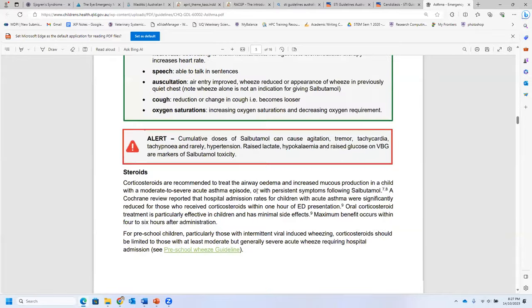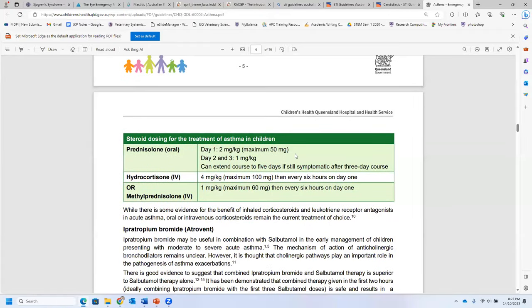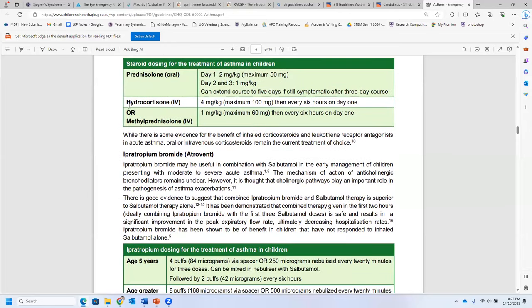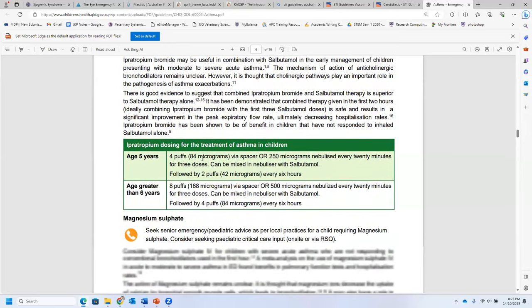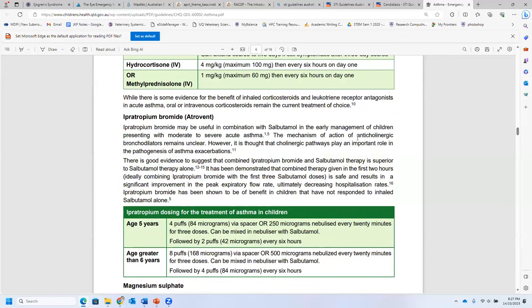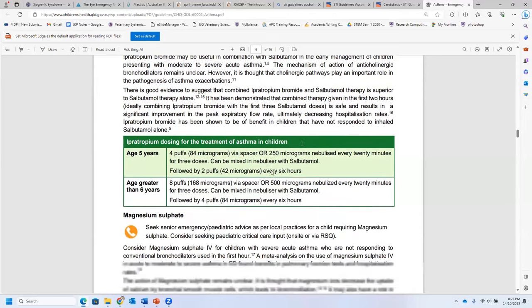Spacer device is very, very effective, believe me. And prednisolone you can give to the patient of moderate or mild asthma attack orally, but in a severe or life-threatening attack, it's recommended that you give IV methylprednisolone or hydrocortisone. Ipratropium bromide is useful in combination in the early management, but after you have done the salbutamol burst, after that, you can do the ipratropium bromide similar to the salbutamol in combination with it after the first 20 minutes if the patient is not responding to it.